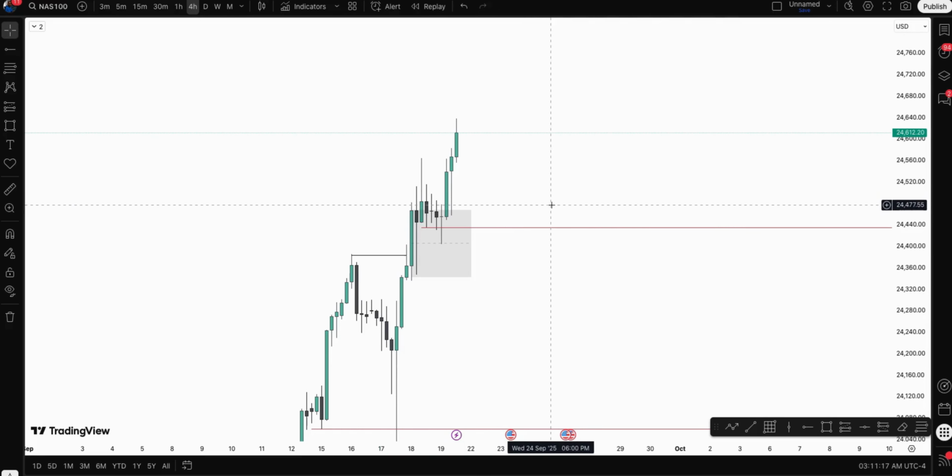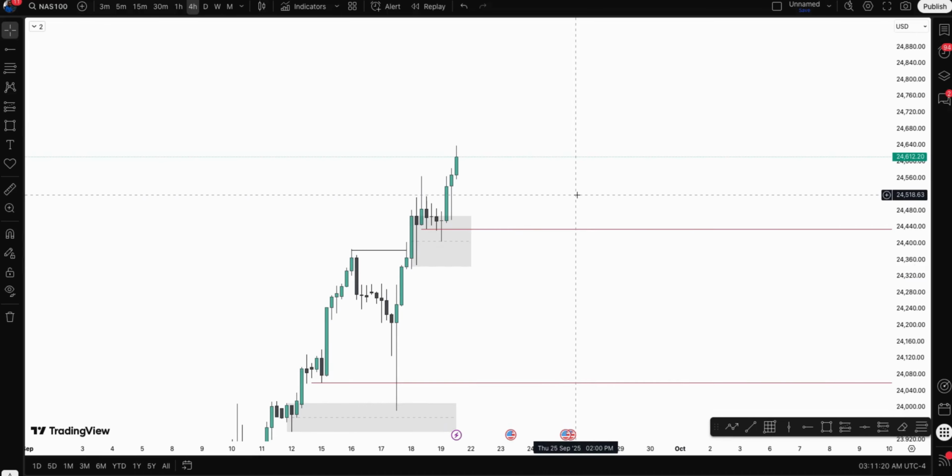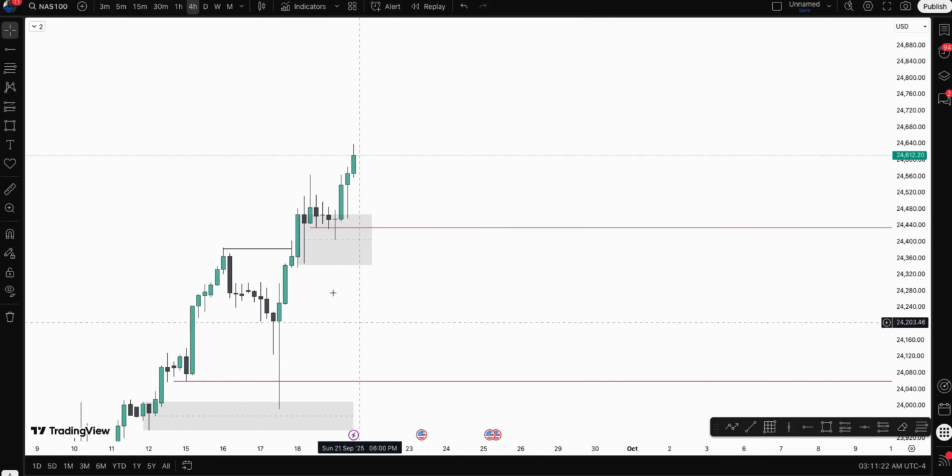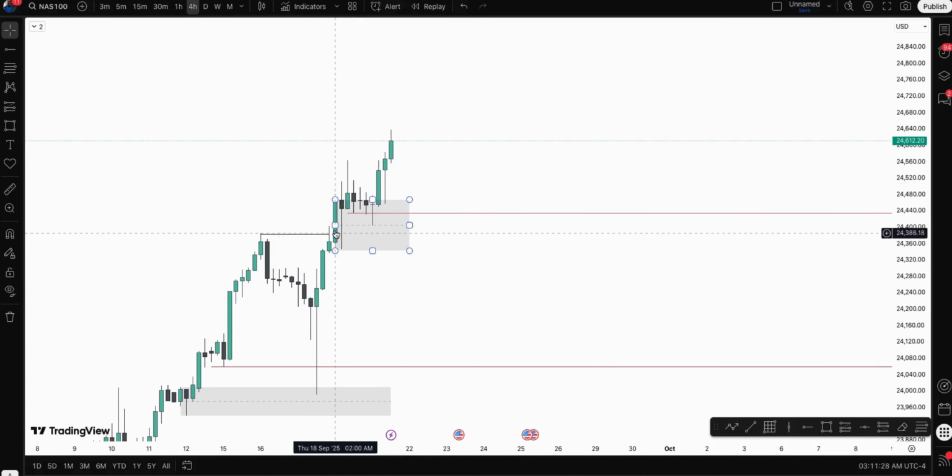I mark this out as my liquidity. That is my liquidity level. So if price wants to continue going up, I expect it to sweep this liquidity and we continue going up. You might say, why not this one? No, this one is not the liquidity because it didn't react to any fair value gap or order block.